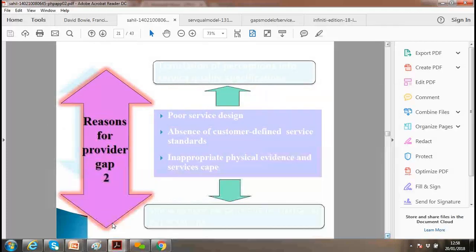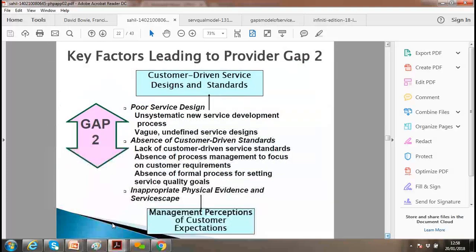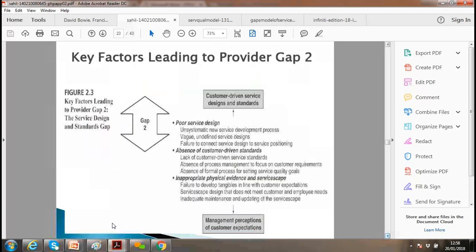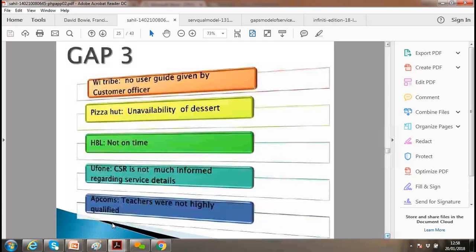So what they can do: translation of the perception into the service specification, poor service design, absence of the customer defined standard, inappropriate physical evidence, or interior designing and those sorts of things. Then unsystematic service development, and undefined service design. So these are the reasons why we have a gap 2. Then we can move to the gap 3.